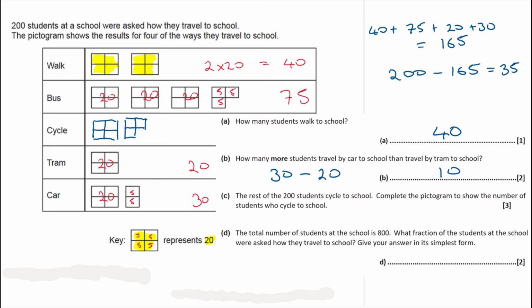Then finally it says the total number of students at the school is 800. What fraction of the students at the school were asked how they travelled to school?